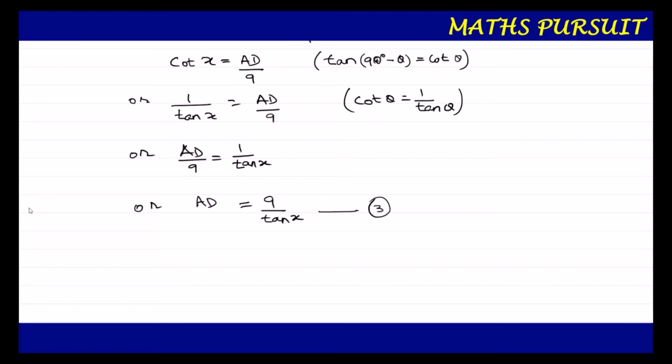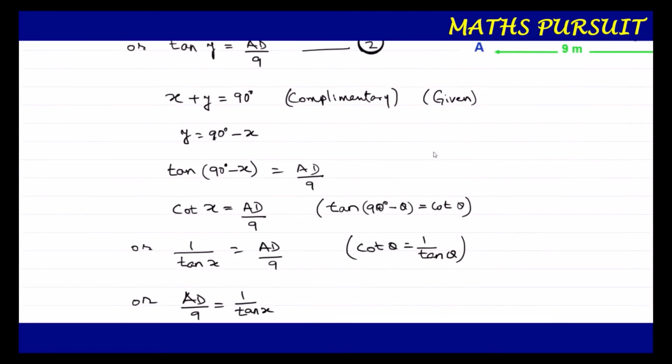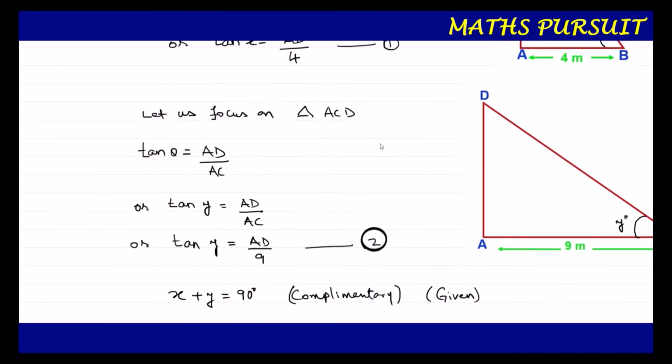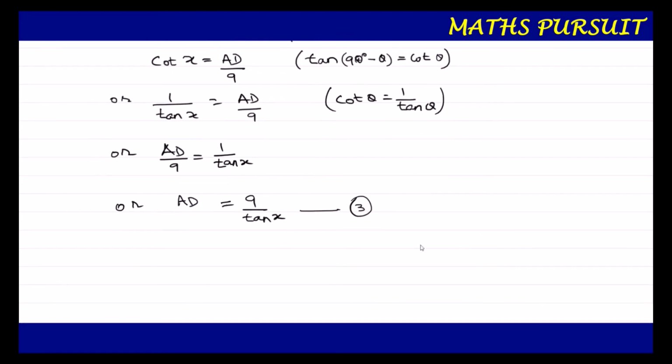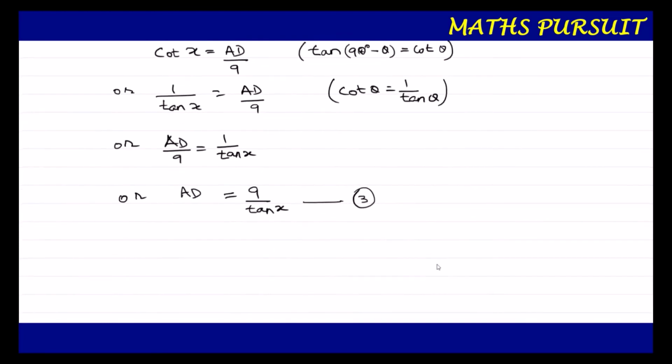Now let us look at equation number 1. What did we get in equation number 1? In equation number 1 we got tan x is equal to AD upon 4. So let us rework on this equation. Instead of equation number 3, let us rework on this one, and we can write tan x is equal to 9 upon AD. If I write tan x is equal to 9 upon AD, will there be anything wrong? I just did some cross multiplication here, and I can now consider this one as equation number 3.